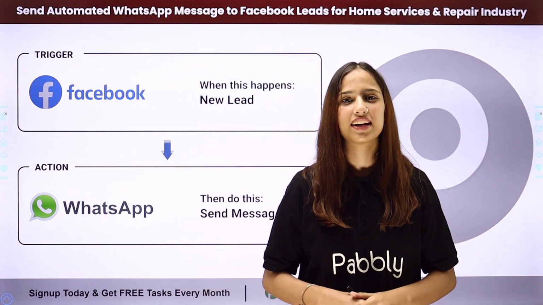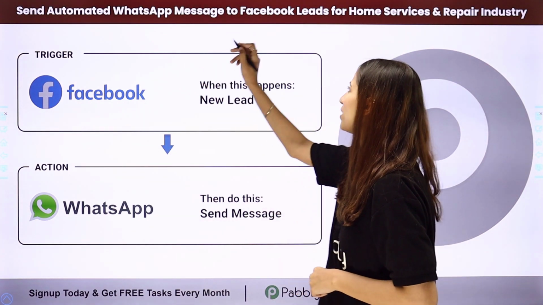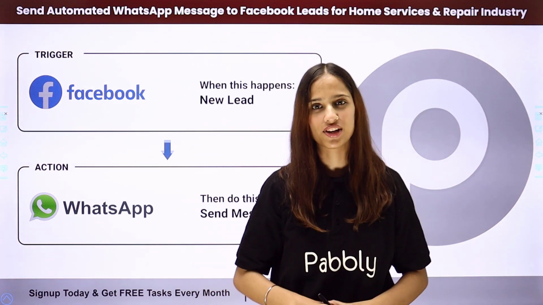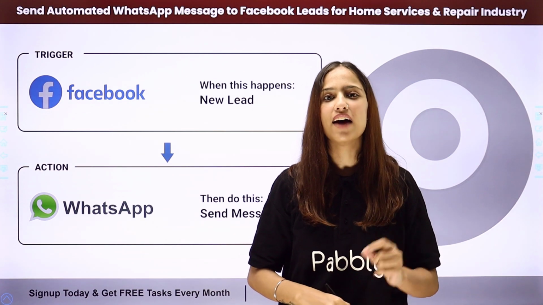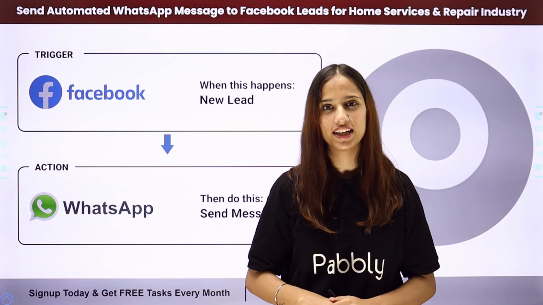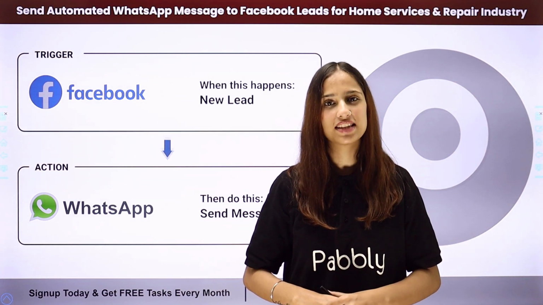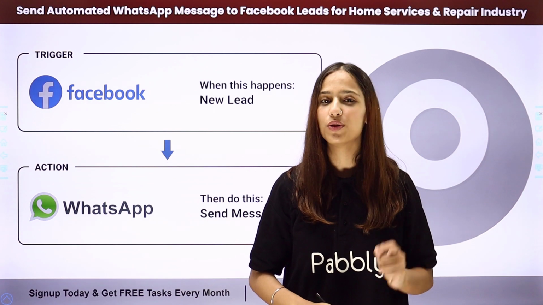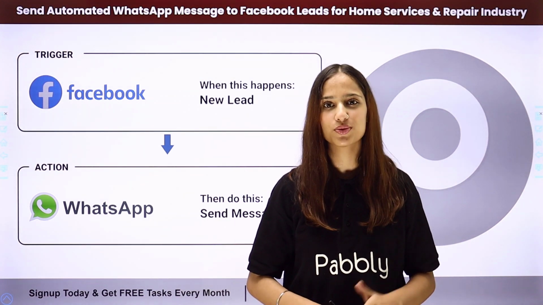So in today's video, we will understand how to send automated WhatsApp message to Facebook leads for home services and repair industry. So here let's assume that I have a home services and repair business, and to promote it I'm using Facebook lead ads. So here my objective is that whenever I'm going to receive a new lead through Facebook lead ads, then I want to send an automated WhatsApp message to that lead.